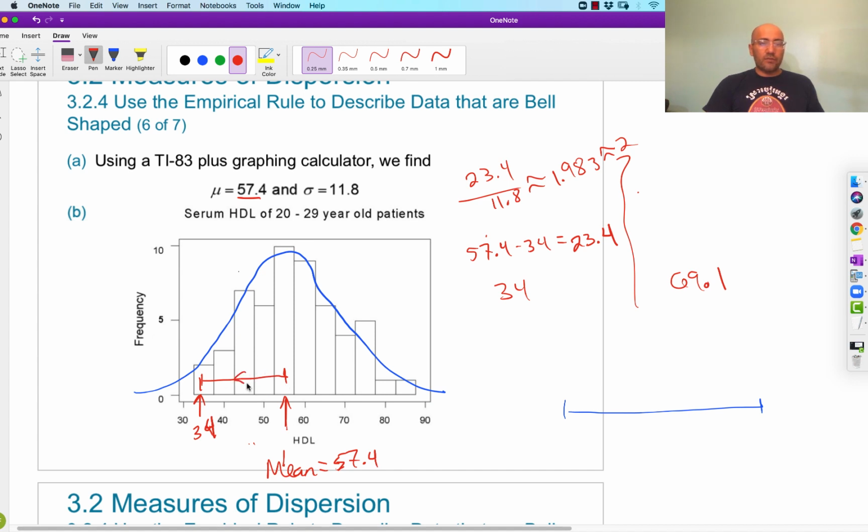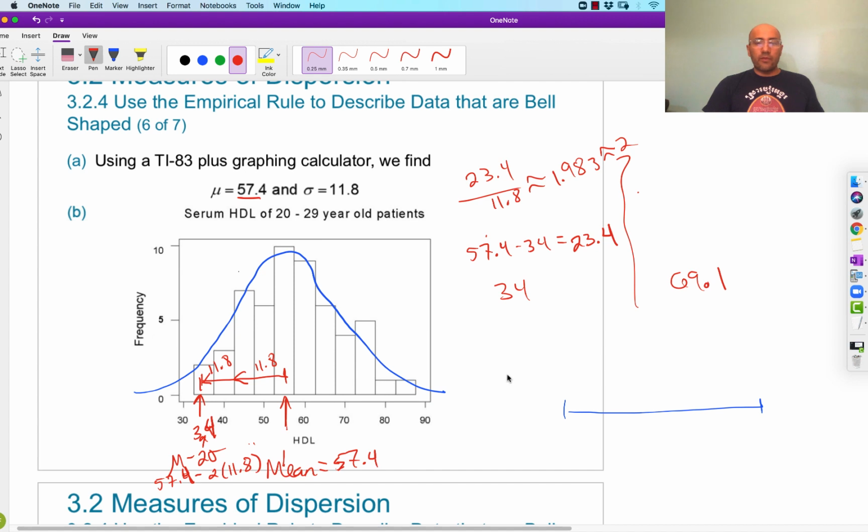Really close, right? So if I go this way and measure 1 sigma below the mean, remember the sigma was 11.8, and then we go a little bit more, and that's approximately another sigma. This is 2 sigmas below the mean. It's approximately mu minus twice sigma, approximately equal to 57.4 minus twice 11.8. Pretty close to it.